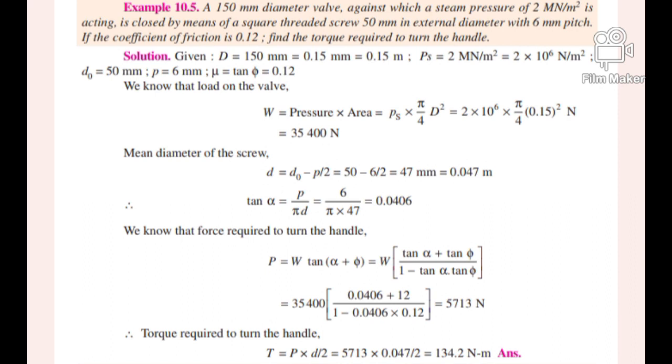Next, by using the values of the force and the mean diameter, we can find the torque required to turn the handle. T is equal to P into d by 2. By applying the values, we get the answer, 134.2 Newton meter.